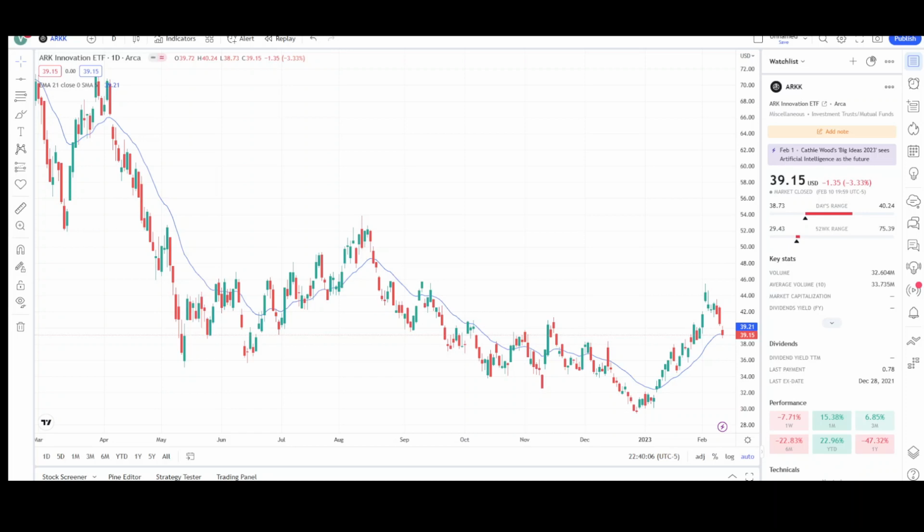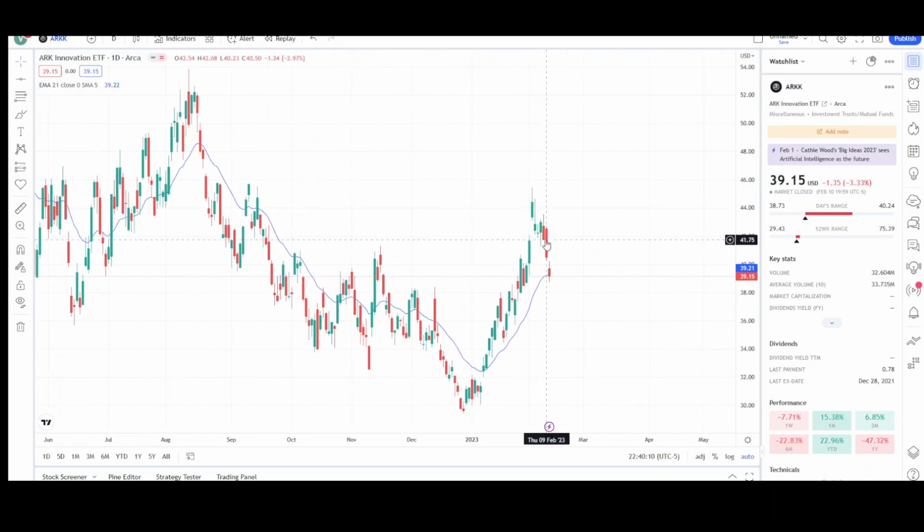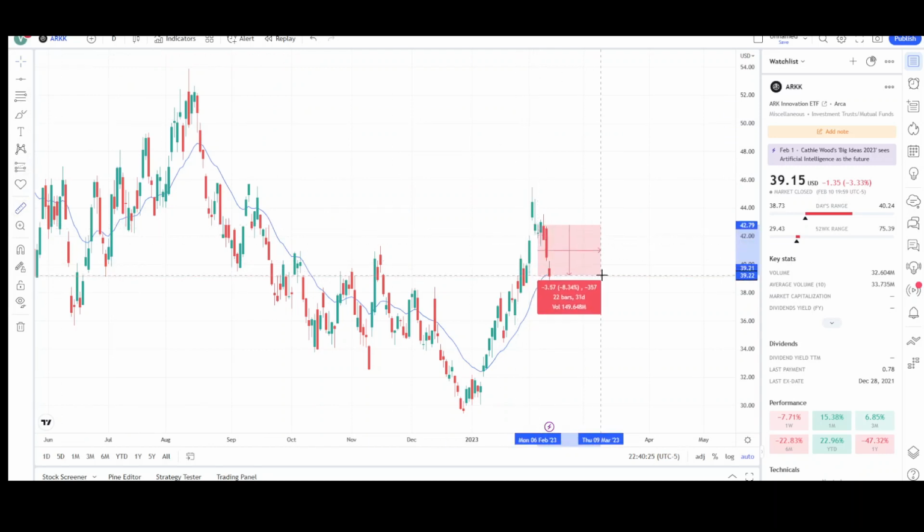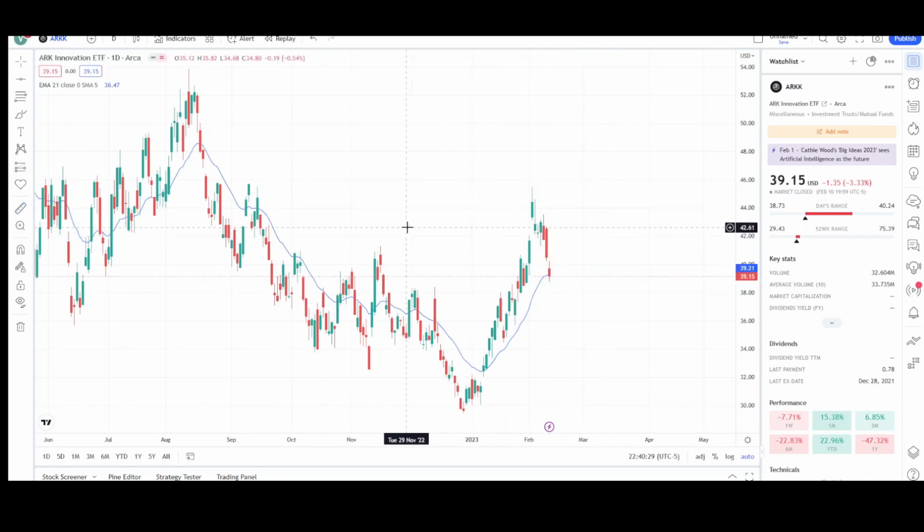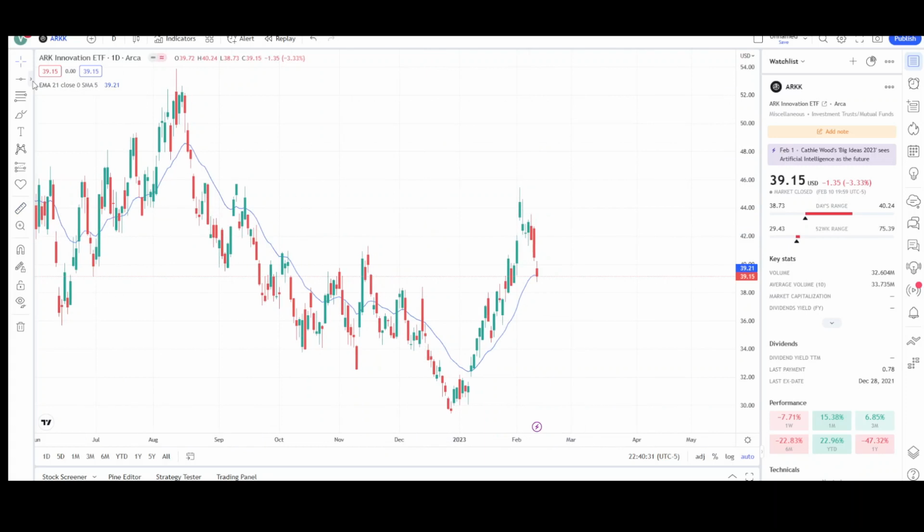So here we have the daily chart for ARK Innovation, and last week prices were trading around the, looks like the 42.96 level or 42.89, and now we're trading at the 39.15 level. So that is a, let's take a look at the drop. There's about a 8 to 9% drop, and I'm pretty sure I was bearish last week. I'll go over the reason why again.